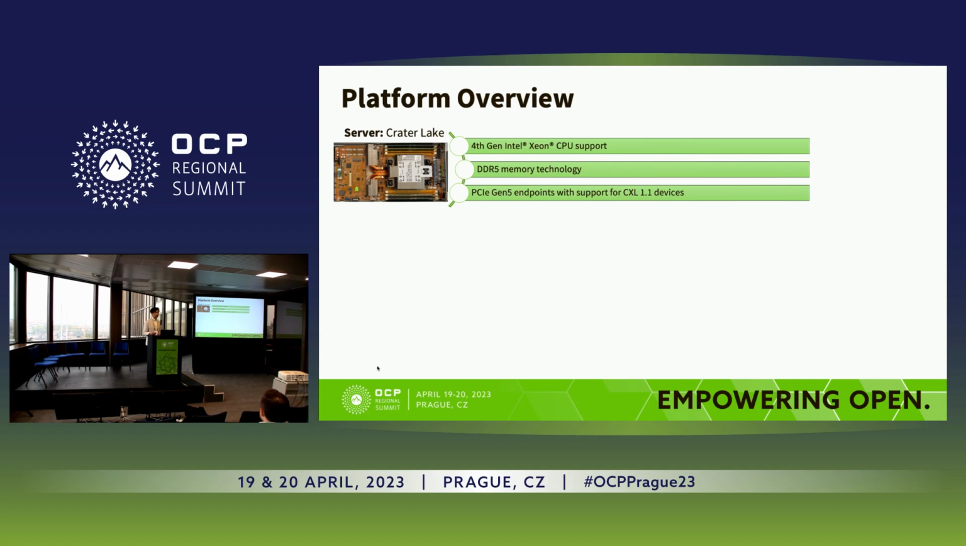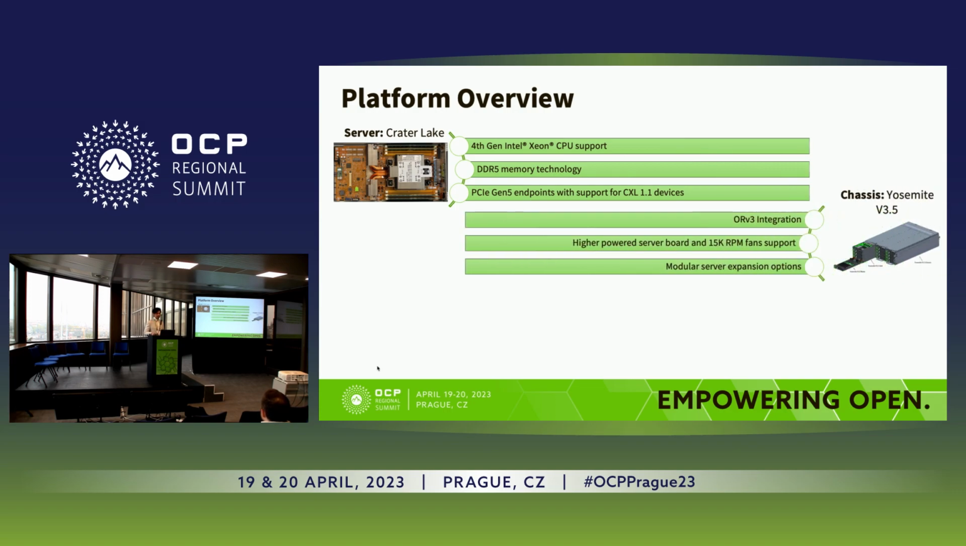Crater Lake supports 4th generation Intel Xeon CPU, along with advanced DDR5 memory technology. In addition, Crater Lake supports up to PCIe Gen 5 endpoints, including support for CXL 1.1 devices. For Yosemite V3.5, it integrates directly with ORV3, and it's able to handle higher power server board designs due to the presence of higher RPM fans. And we also retain the same modular expansion options as found in the predecessor, Yosemite V3.